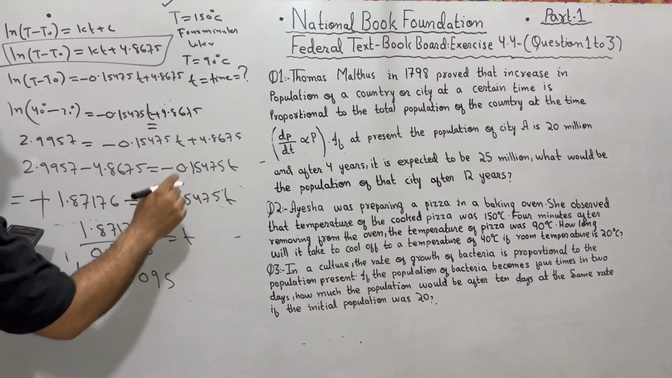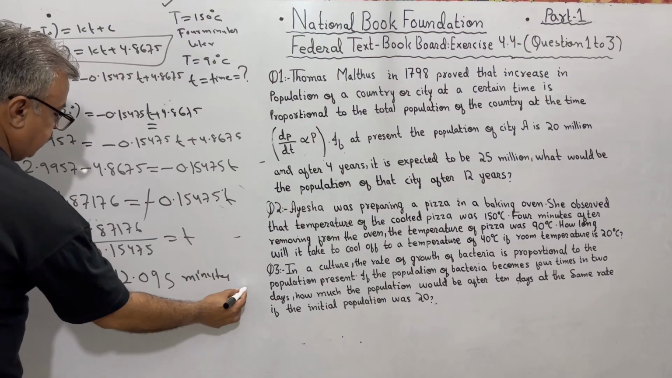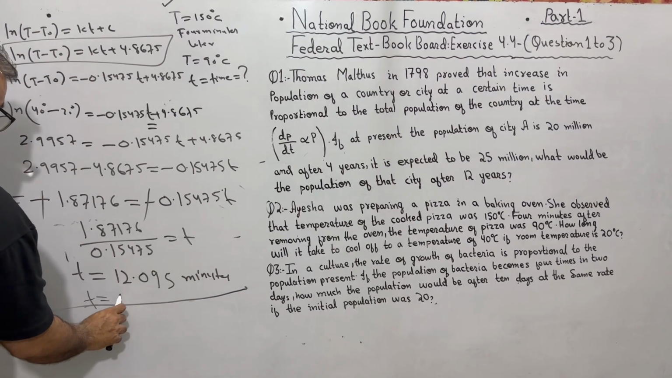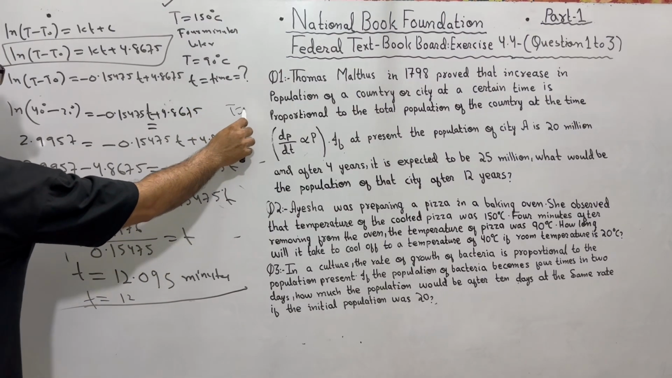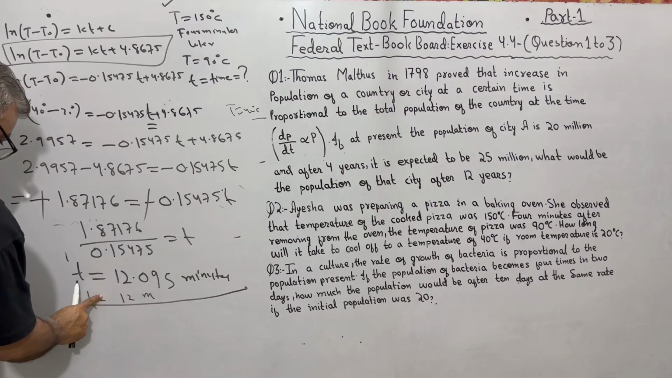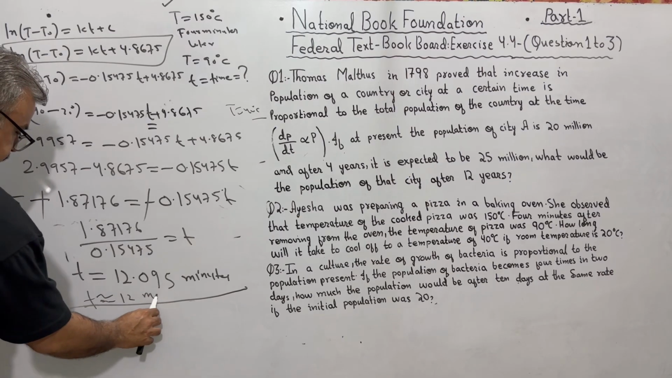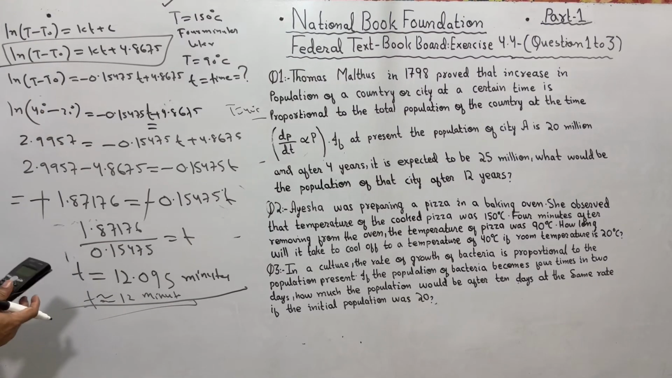12.295. We are dealing in minutes. It takes approximately 12 minutes. The pizza took 12 minutes to cool down to the temperature of 40 degrees Celsius. Approximate, let me mention the symbol of approximation: 12 minutes approximately, a little more than 12 minutes.